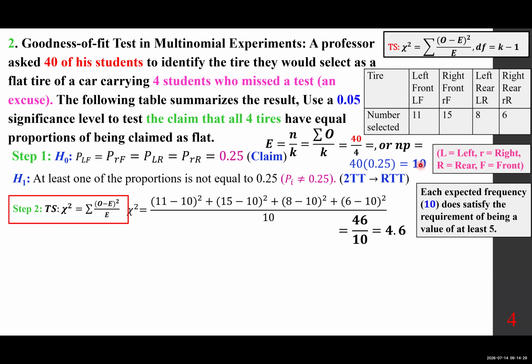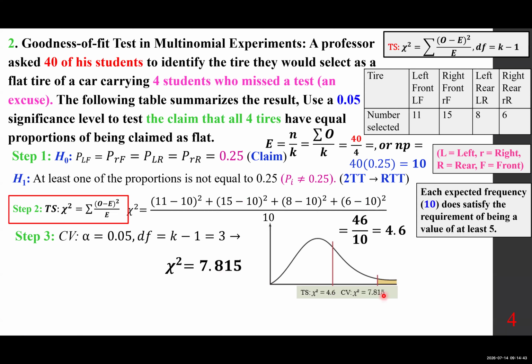The critical value happens to be the same as what we had on the previous page. Alpha is 0.05, degrees of freedom is k minus 1, which is 3, and chi-squared is 7.815. We already had that. If you do the drawing, this is the critical value and the test statistic is here, 4.6. We fail to reject H0, because the test statistic is way into the non-rejection region.